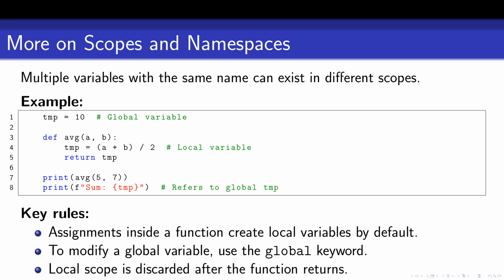By default, assignments inside a function create local variables, unless you explicitly declare them as global. This behavior is useful for isolating function logic and avoiding side effects. But it also means that if you're not careful, you might accidentally shadow a global variable with a local one of the same name, leading to confusing or incorrect behavior. Always be aware of where and how your variables are defined.